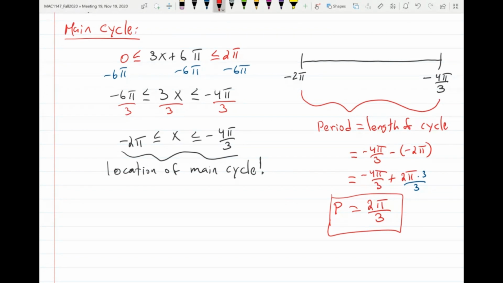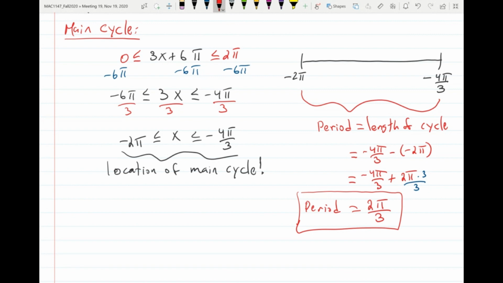And remember, this is just the length of the cycle. Let me use the word period. All right, so the period of this function is 2 pi over 3. So that means that every 2 pi over 3, we are going to be repeating the same shape. Okay, that's what this is telling me.